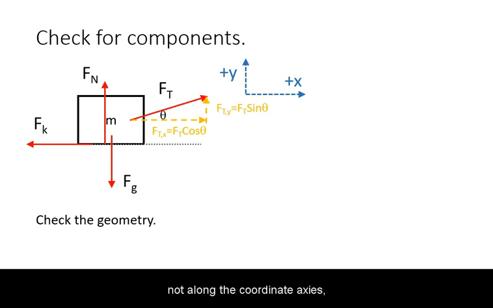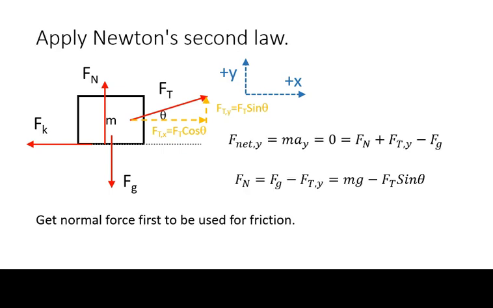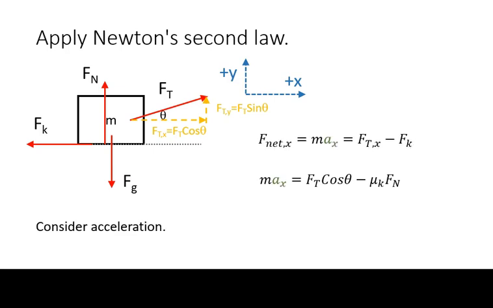For any forces not along the coordinate axes, we derive expressions using trigonometry. We apply Newton's second law, and again, we will start in the direction of the normal force because we need its expression for friction. We also apply Newton's second law in the x direction. In this case, the acceleration is not zero.